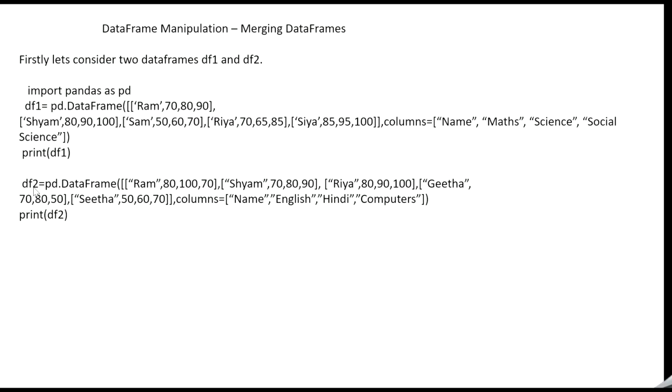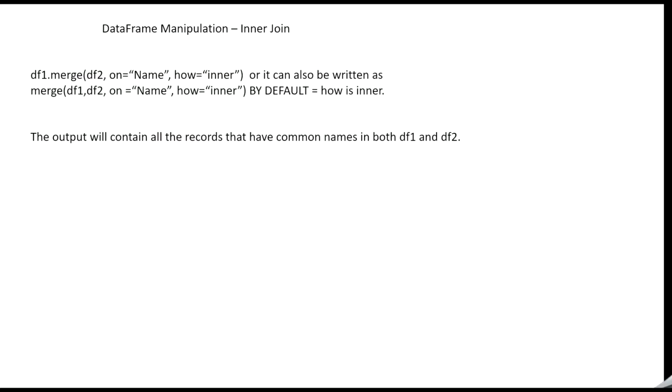And my right data frame stands for df2. Even it is having name, which is common in both the data frames. Name is common in this data frame as well as in the right data frame, but the marks of the subjects are different. It is English, Hindi, and then computers. So now I want to merge these two data frames. So let's see how it works.